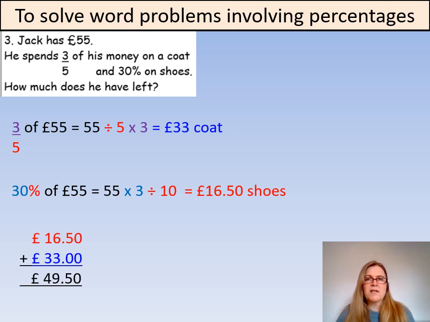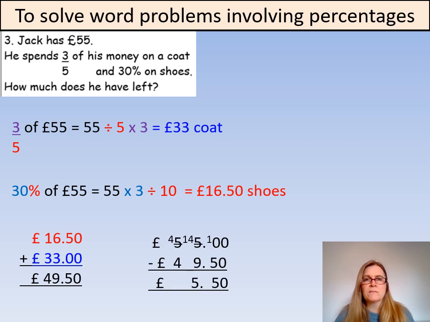Now, calculate his total spend by adding the cost of the coat and shoes. £16.50 add £33 is £49.50. So Jack has spent a total of £49.50. But we need to know how much Jack has left over. So subtract this £49.50 from his original £55. Remember to exchange. So Jack has £5.50 left.